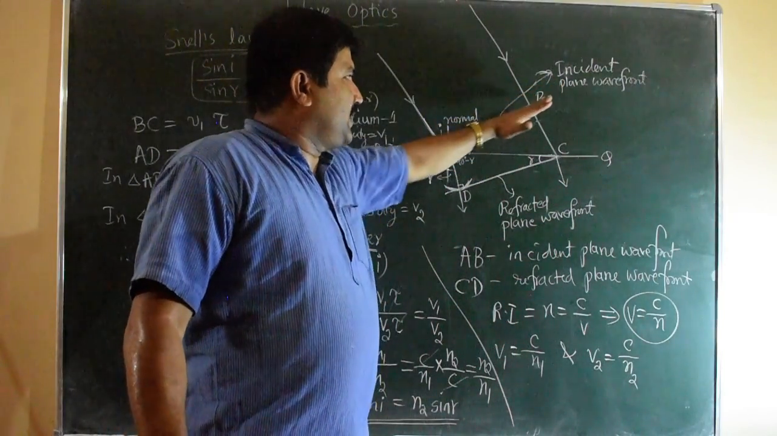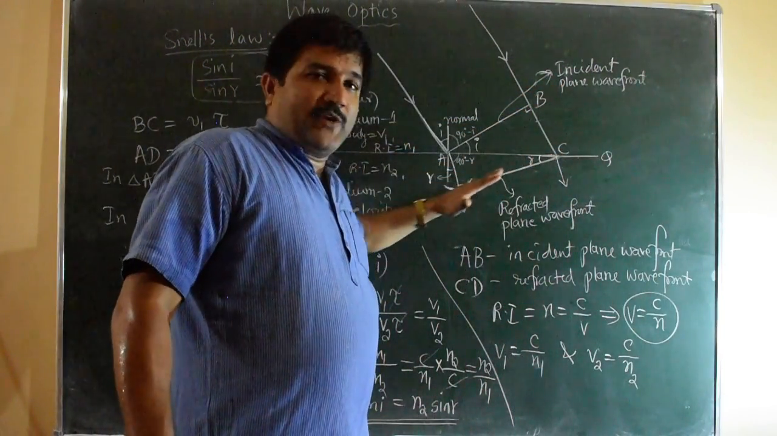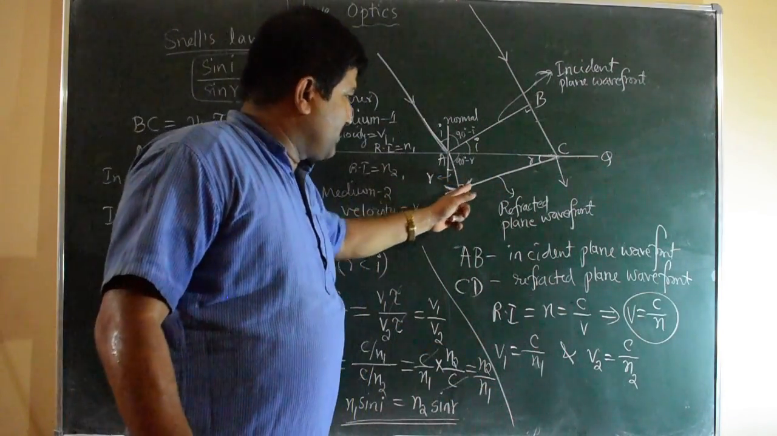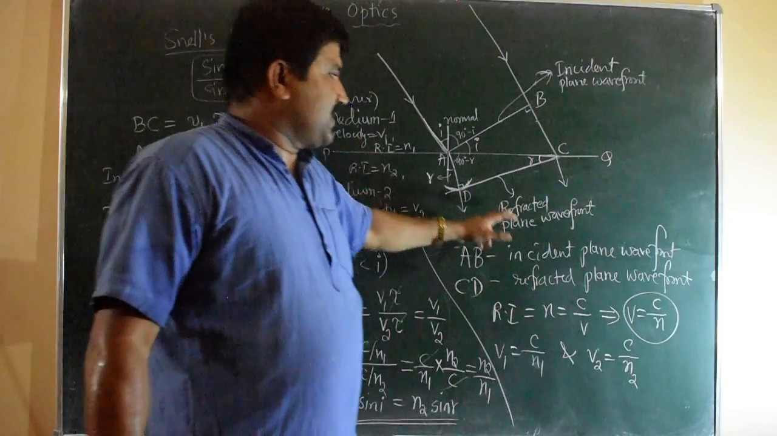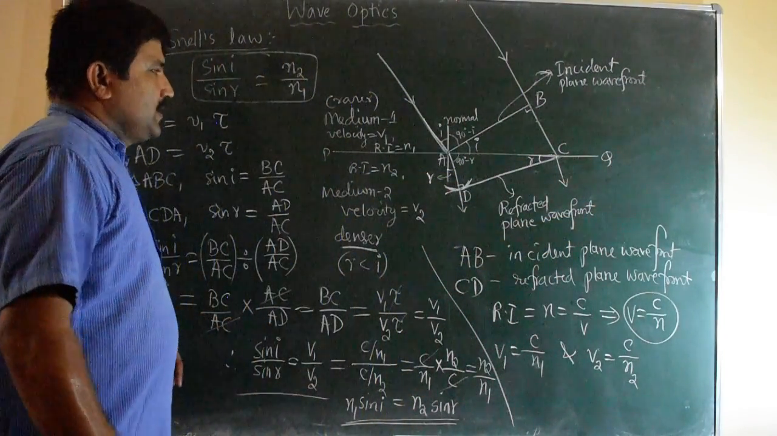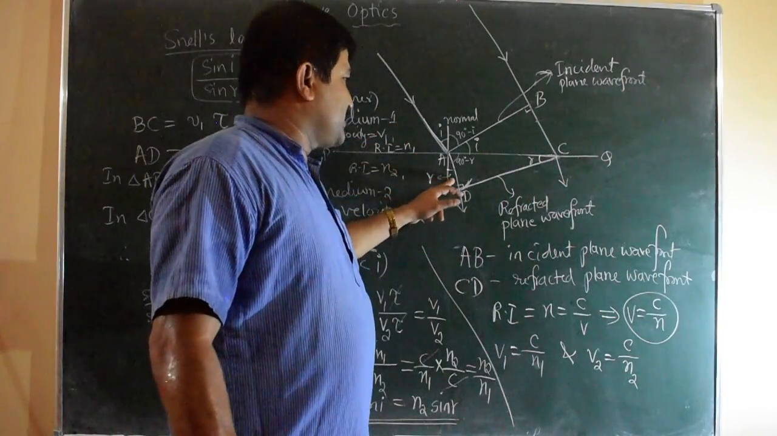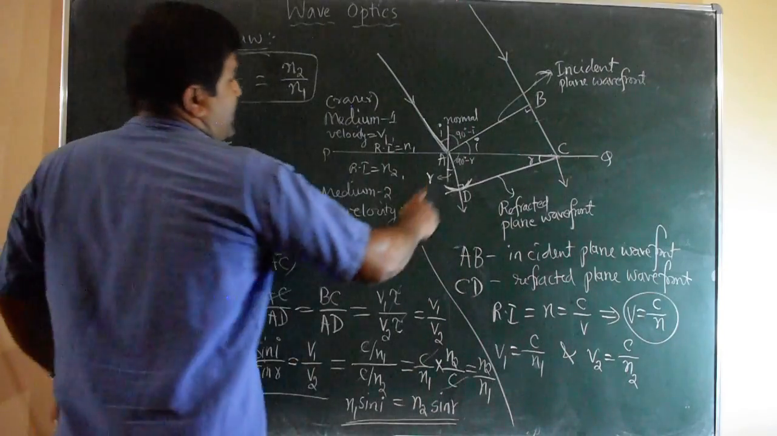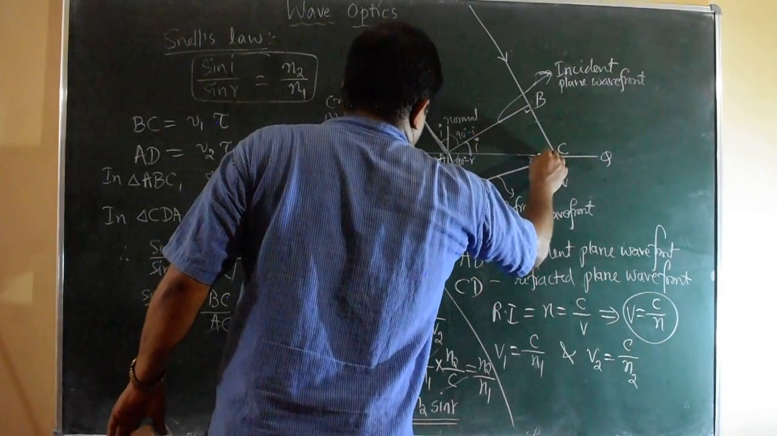Incident plane wavefront is AB and new wavefront CD is obtained by drawing a tangential surface. The spherical portion you have to show here. The refracted plane wavefront is obtained by drawing the tangential surface. Then angle of incidence I, angle of refraction R. This is some geometrical work. Okay, I is this angle, R is this angle.